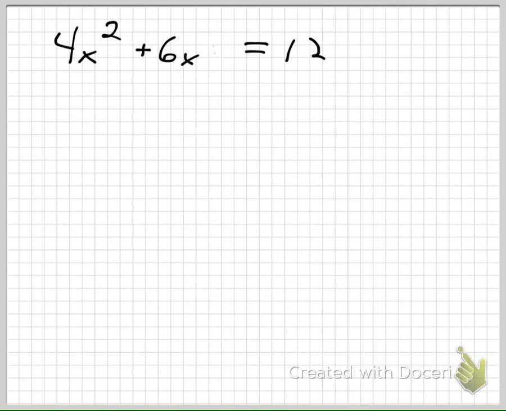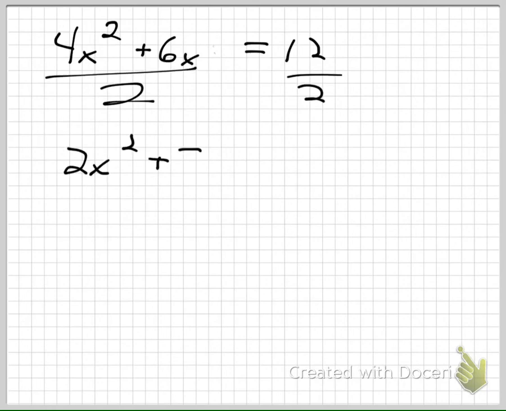I said that they're all even. What does that mean I need to do? Let's get the 12 on the other side so it's easy to do. Or whatever. Let's not. Let's just divide it by 2. All right, that's fine. Divide this by 2, divide this by 2. That gives me 2x squared plus 3x equals 6.